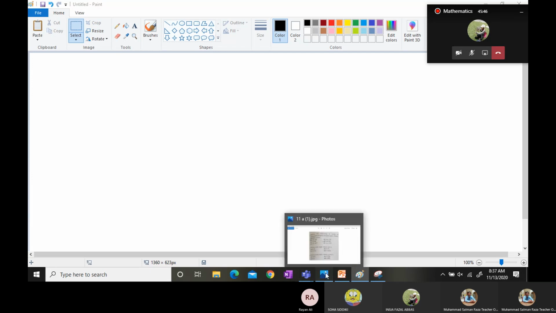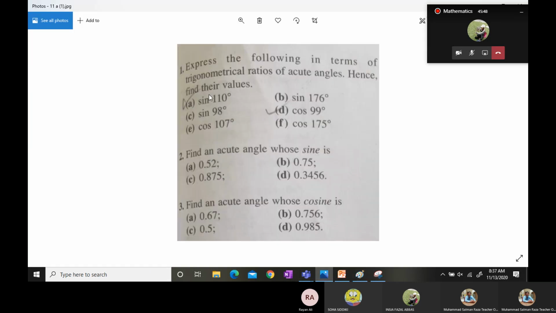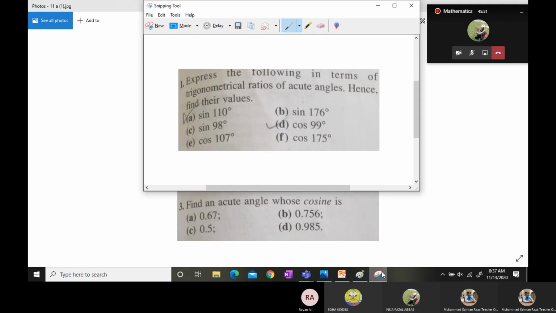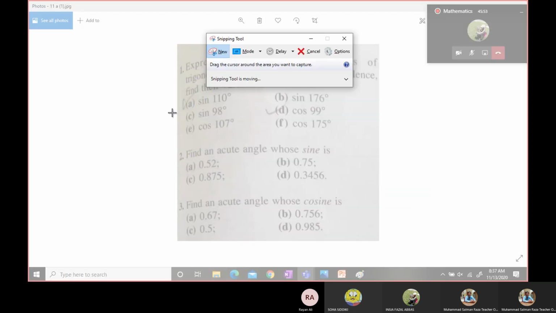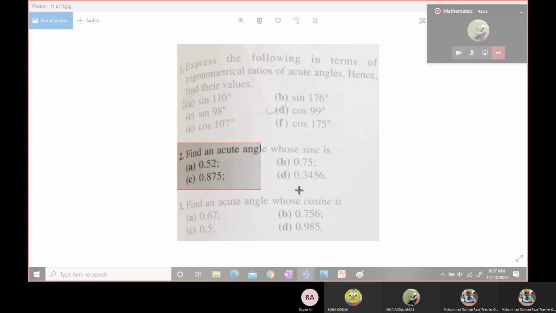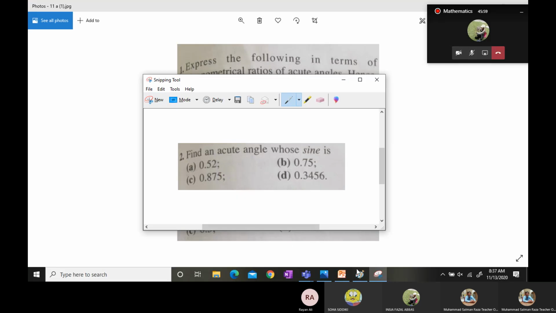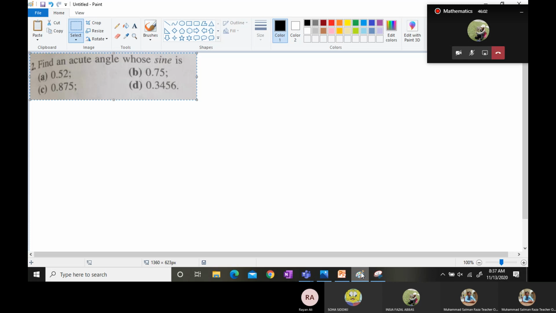The next question from the exercise says like this, and I'm going to show you another question of it. Look at it: find an acute angle whose sine is this. If we take any one of the questions from this, then we need to start it like, let sine theta is equal to 0.3456. We'll start the question like this.